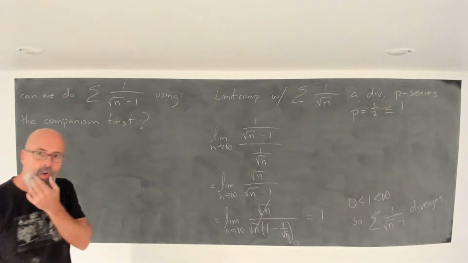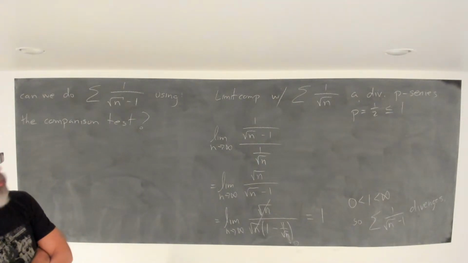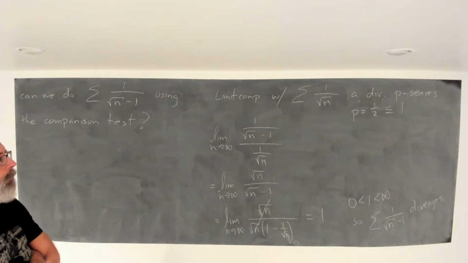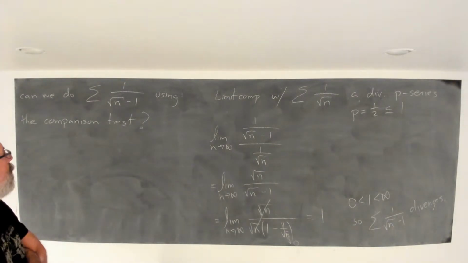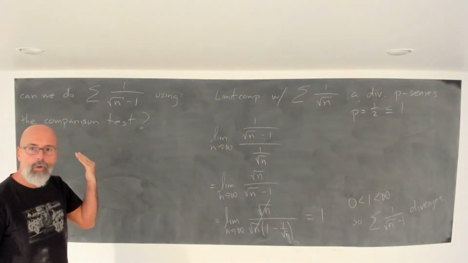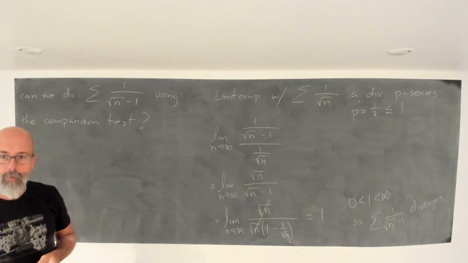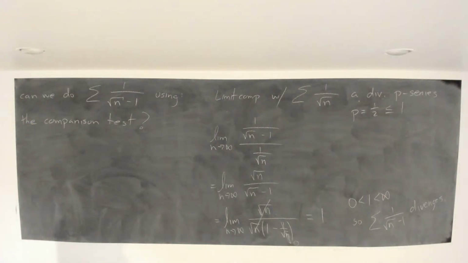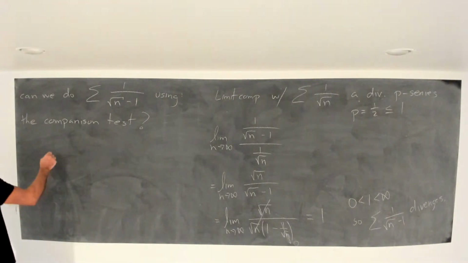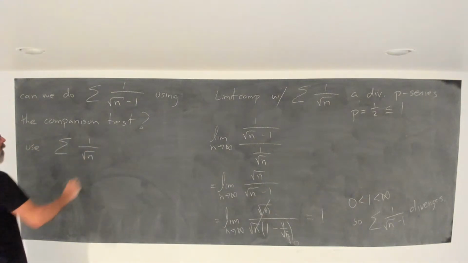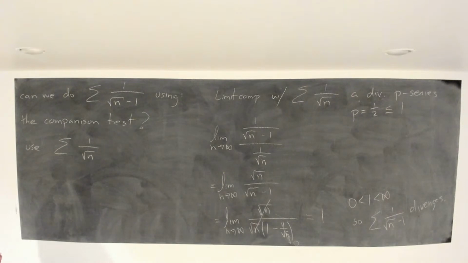I don't want to say cheat, but we have an advantage. We know it diverges. So in this case, we have to find a smaller series which also diverges, right? It's tempting to use the series 1 over n. But what's the issue here?